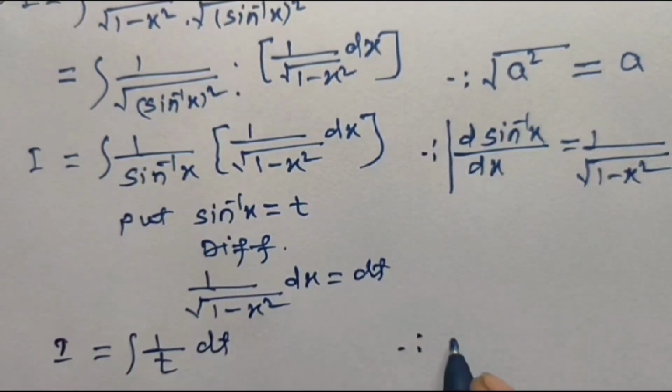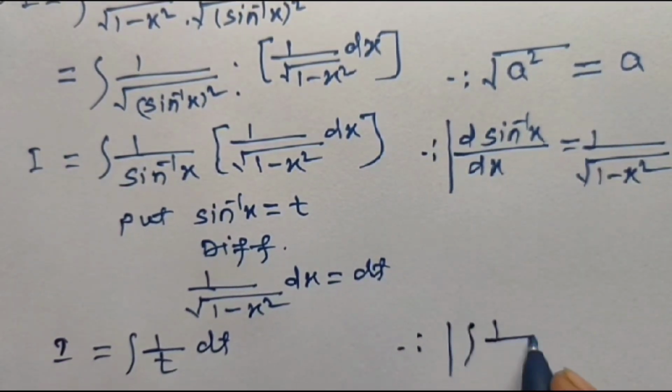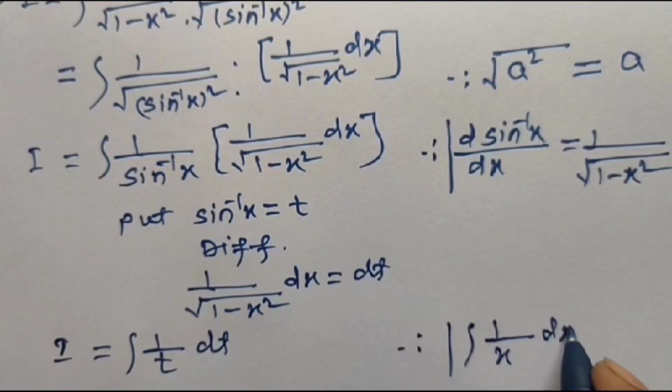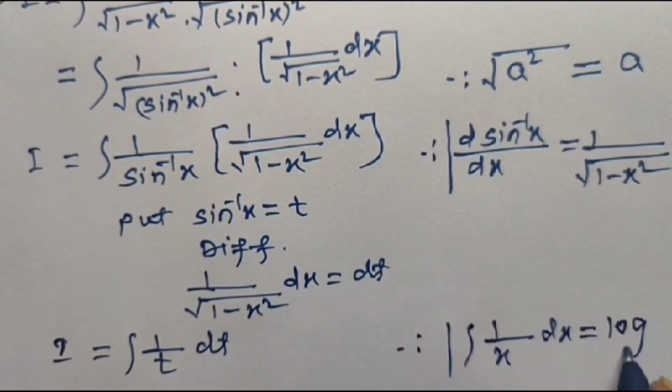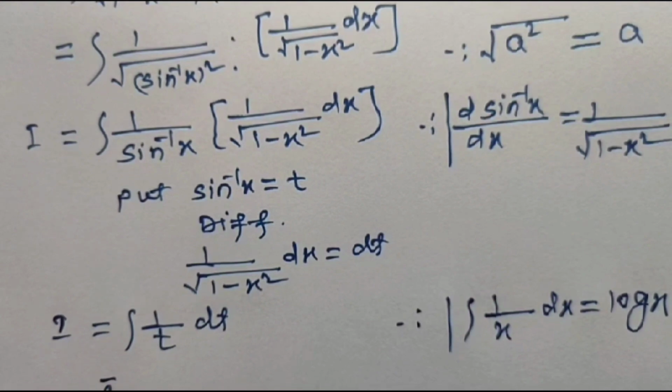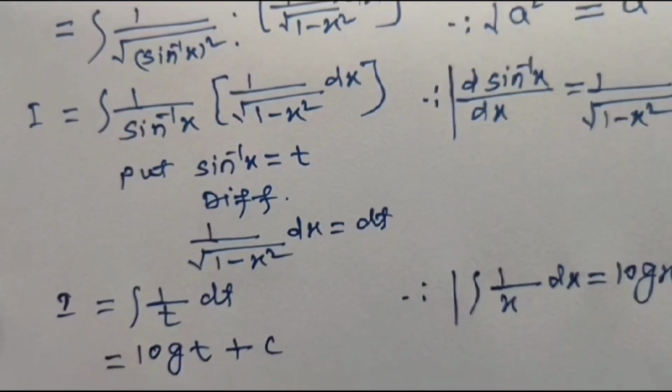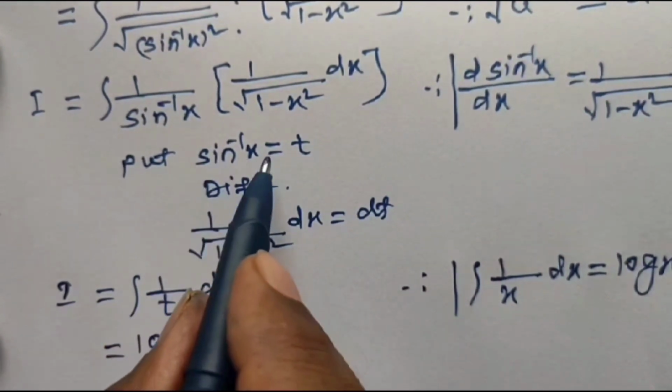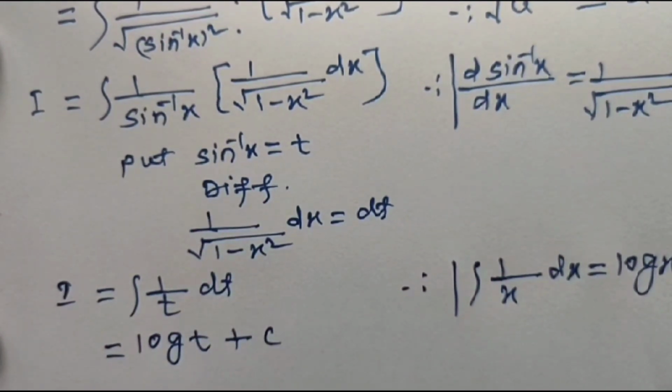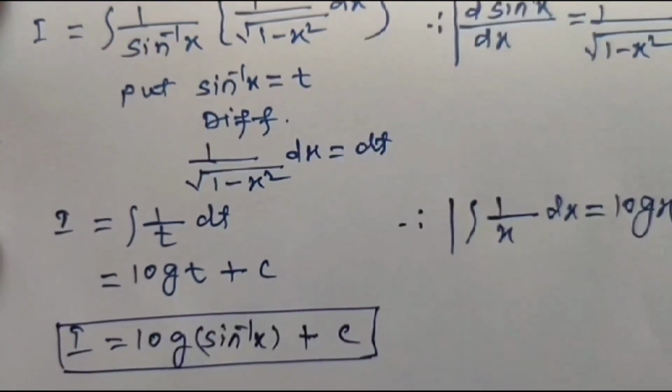But you know the integral formula, the integral of 1 upon x dx is equal to log x. Hence the integral of 1 upon t is log t plus integral constant c. But t is nothing but sin inverse x. Hence I is equal to logarithm of sin inverse x plus integral constant c. And this is the solution for this sum.